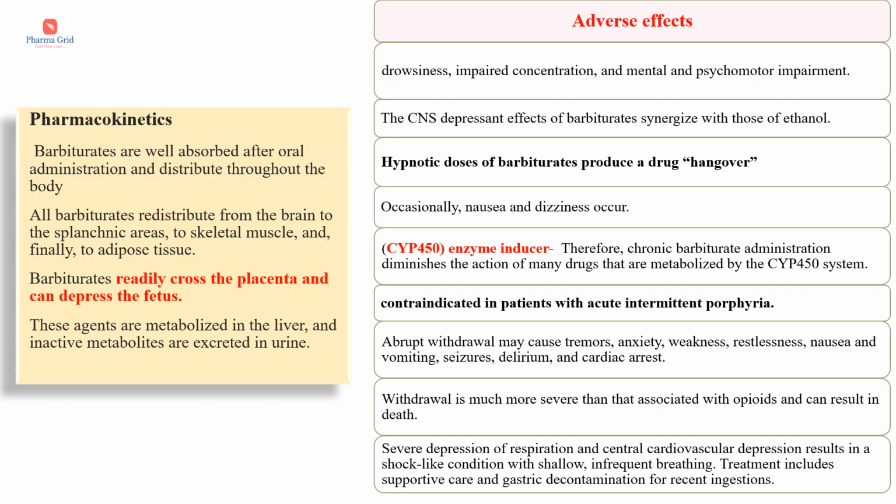Moving on to the pharmacokinetics, barbiturates are well absorbed after oral administration and distribute throughout the body. All barbiturates redistribute from the brain to the splanchnic areas to skeletal muscle and finally to the adipose tissue. Barbiturates readily cross the placenta and can depress the fetus, hence they are contraindicated in pregnancy. These agents are metabolized in the liver and inactive metabolites are excreted in urine.